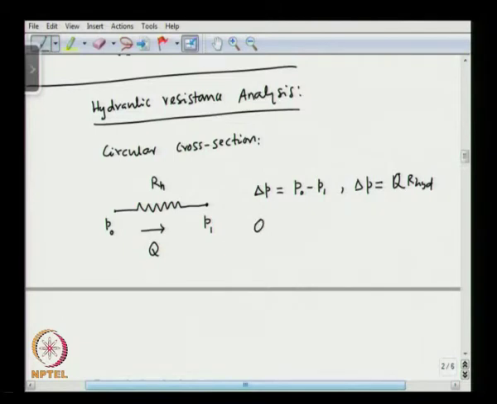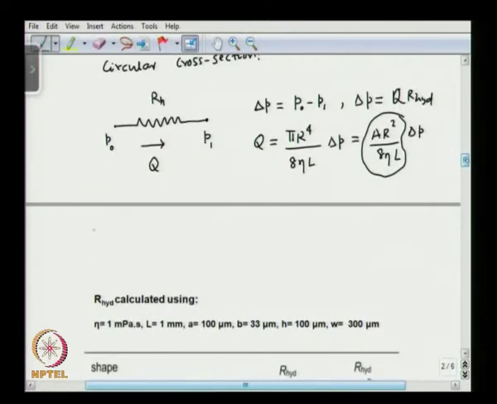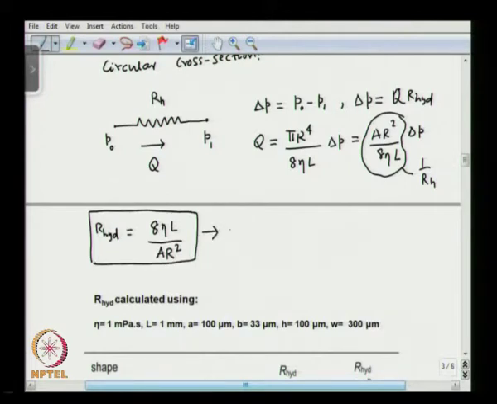And for a circular channel we know that Q is pi R^4 over 8 eta L into delta P, and pi R square is the area, so you can write it as A R square into delta P divided by 8 eta L. So this is 1 over the hydraulic resistance. So R hydraulic is going to be 8 eta L divided by A R square. This is the expression for hydraulic resistance for a circular channel.